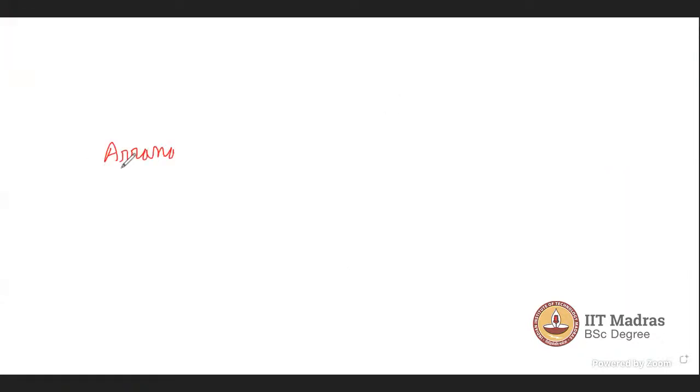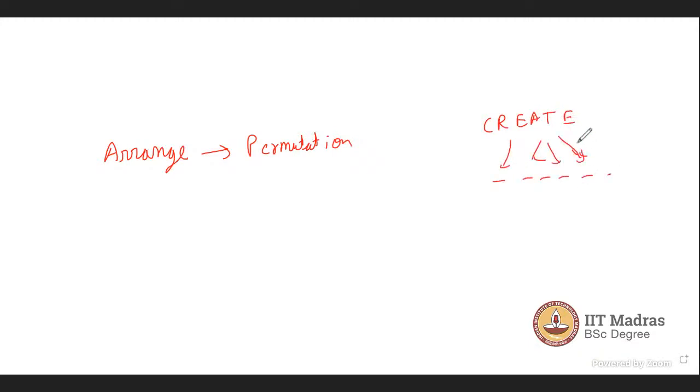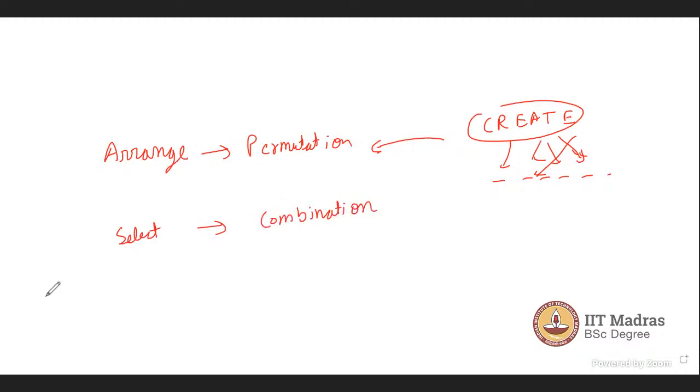When you have to arrange things, we use permutation. What do you mean by arranging? I have these words, right? I have to arrange them in different ways. So I am arranging them, so I am using permutation. And if I have to select, or you can say choose, then I use combination. Suppose I have 10 boys, and I have to select only 2. So 10 C2.